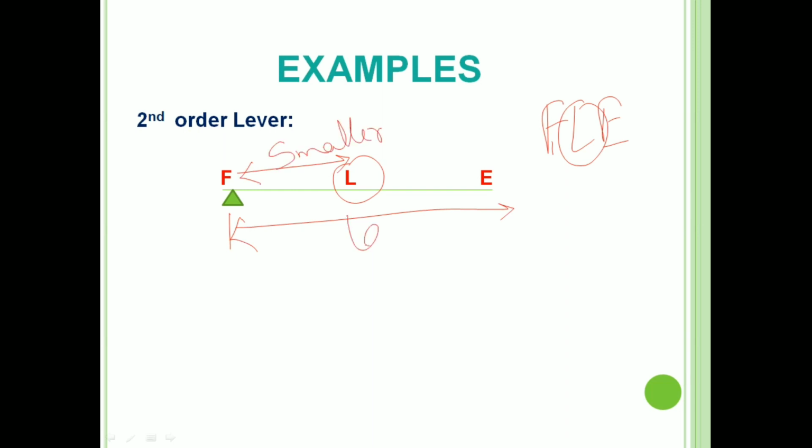Second order lever. In second order lever, we know, according to the mnemonic, who should be in the center? Load. So yes, load is in the center. Now you see here, the distance from the fulcrum to the effort is larger and the distance from the fulcrum to the load is smaller. And one more thing to remember, if you move this fulcrum here also, still which arm is larger? Effort arm. So second order levers are always in mechanical advantage. They can never go into disadvantage.